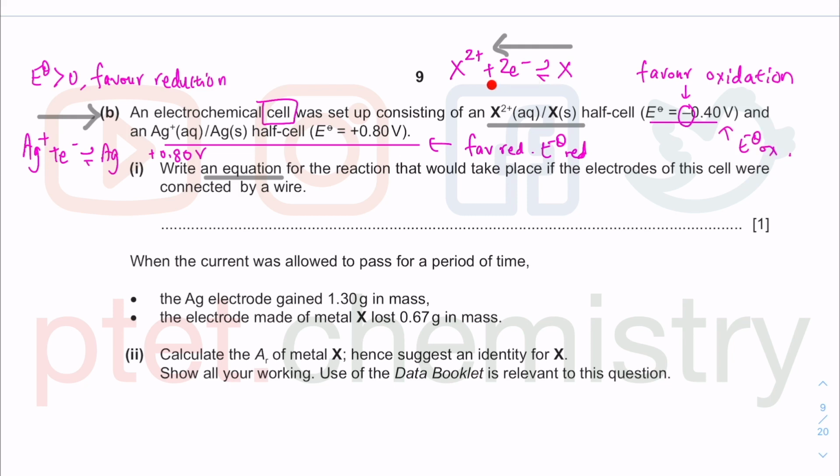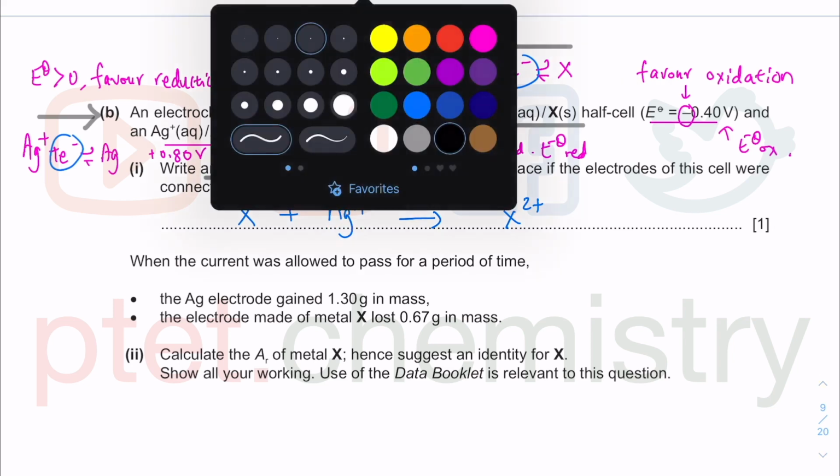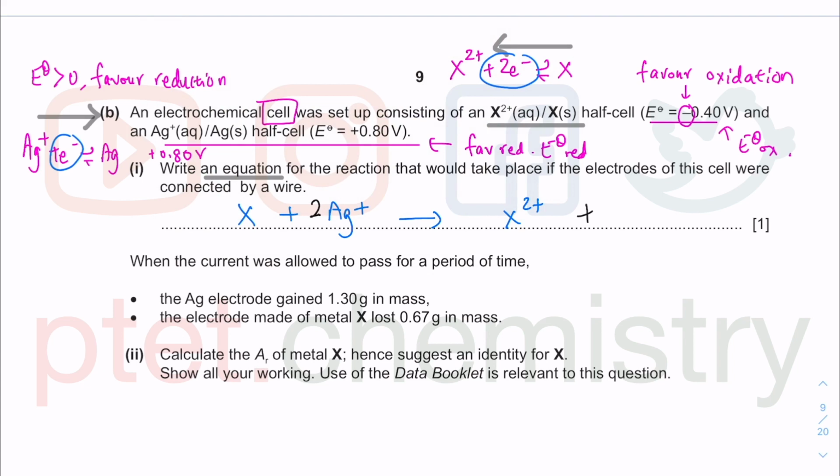So if that favors oxidation, it's going to be X going to X2 plus, but that involves 2 electrons. This involves 1 electron, so we need to multiply this by 2. Then we get 2 Ag plus, 2 electrons and 2 Ag. The 2 electrons on the left will cancel the 2 electrons on the right. You lose 2 electrons from X to X2 plus, and the 2 electrons are gained by the Ag plus, but this one gains only 1 electron, so you need 2 Ag plus to gain the 2 electrons, so you will get 2 Ag. They are not asking for state symbols, so this equation is balanced like this when the number of electrons get balanced out.